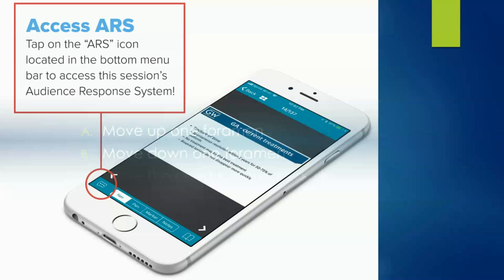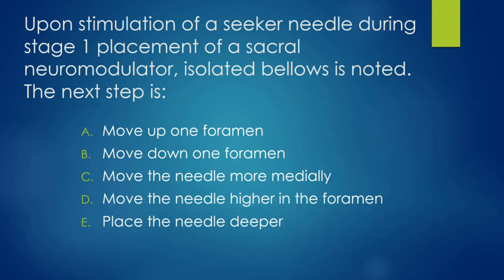So, okay, next one. Upon stimulation of a seeker needle during stage 1 placement for sacral neuromodulation, isolated bellows is noted. The next step is: move up one foramen, move down one foramen, move the needle more medially, move the needle higher in the foramen, or place the needle deeper.